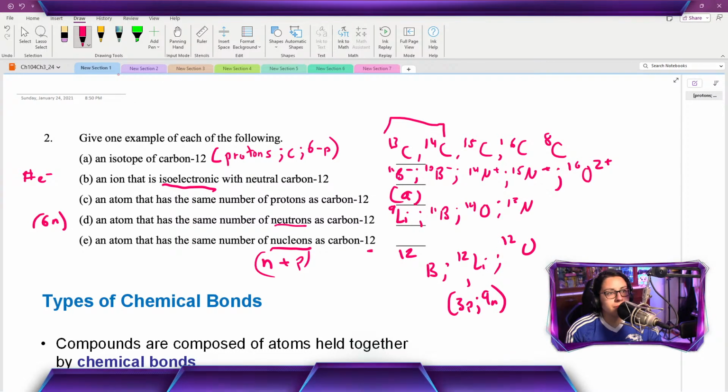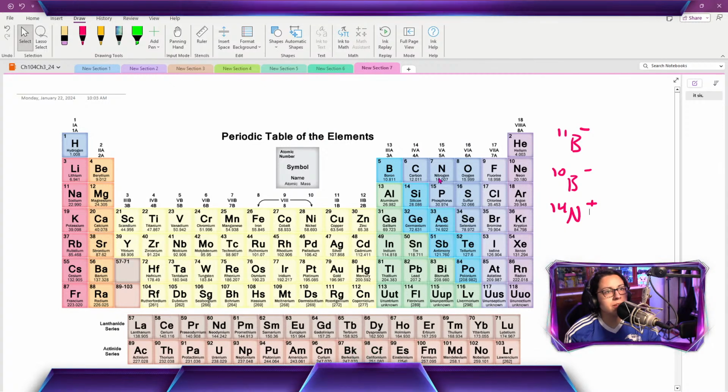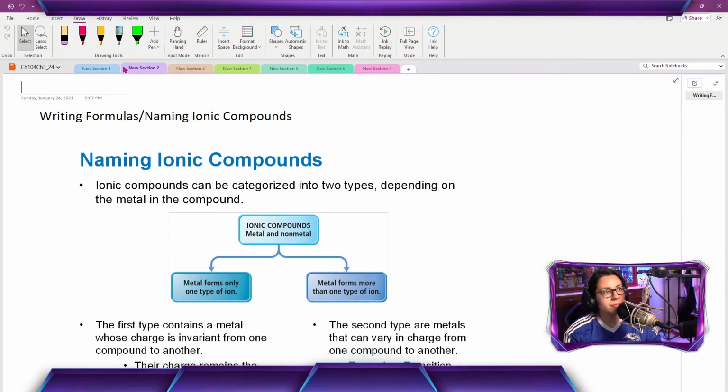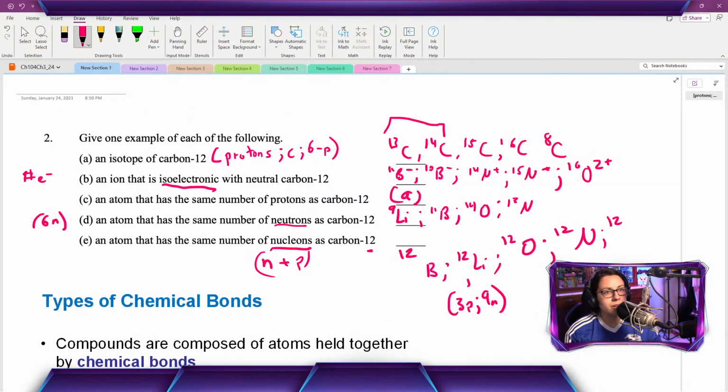12 oxygen would work. We could do 12 nitrogen. Let's see, 12. What elements am I missing? I already did 12 nitrogen. 12 beryllium. There we go. So on and on and on. Does that clarify all those now?